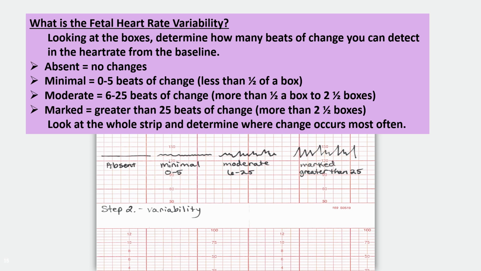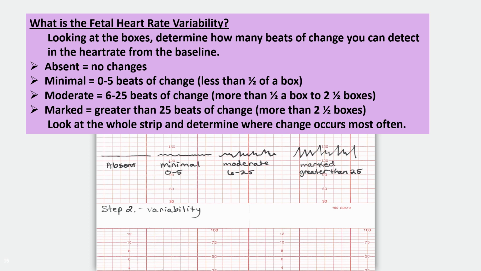Minimal variability, if you're looking at the little box, it's 10 seconds, it's 0 to 5 beats of change. It's going to be half of that box, less or half. It's never going to go the full 10 beats in that box. Moderate variability is 6 to 25 beats of change. It's more than a half a box or 2.5 boxes. The good news about moderate variability is it's very easy to detect. If you see it, you know you have it, no shadow of a doubt.